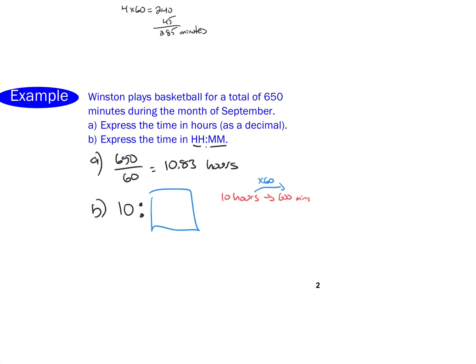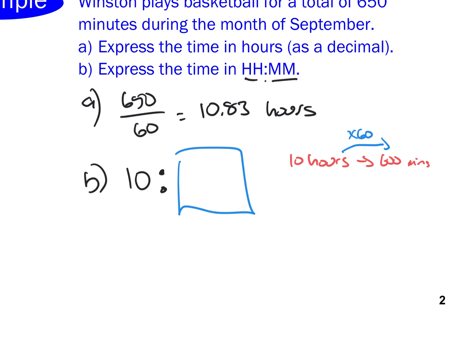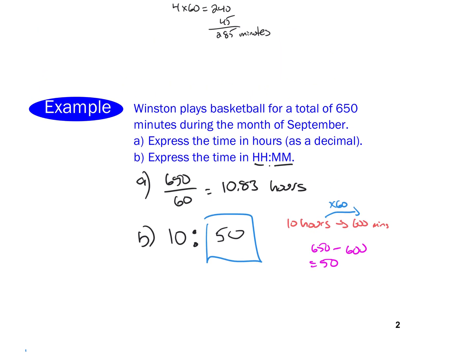But he played basketball for 650. What do you have to add to 600 to get to 650? 50. Yeah, 50. So it's 10 hours and 50 minutes. Because we can just take 650 minus the 600 we already used, and we get 50. So it's 10 hours and 50 minutes. All right.